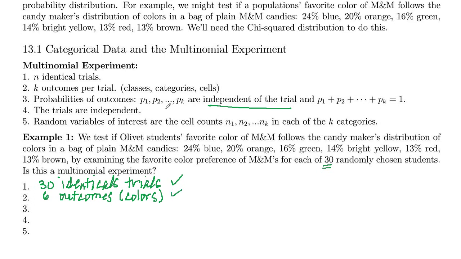Probabilities of the outcomes should be independent of the trial. So these probabilities that we end up with, the 24%, the 20%, 16%, those should be independent of which student you choose. So there should not be any relationship. So let's see, the Pi's are independent of the trial.